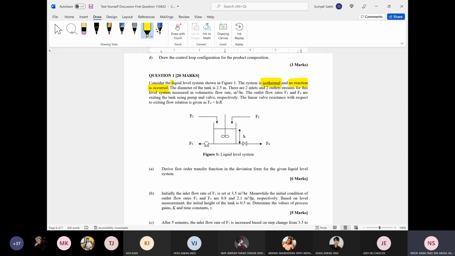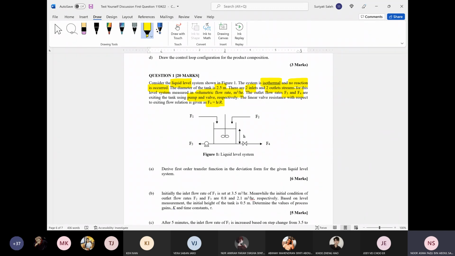In this case, it just mentions to consider liquid level. So this means level. So how do we get the level? It is from the overall mass balance. The diameter of the tank is 2.5, with 2 inlets and 2 outlets. This is the process description, with flow in volumetric meter cube per hour. The outlets F3 and F4 exit using a pump and a valve. The linear valve resistance with respect to the exiting flow is given as F4 equal to H over R.